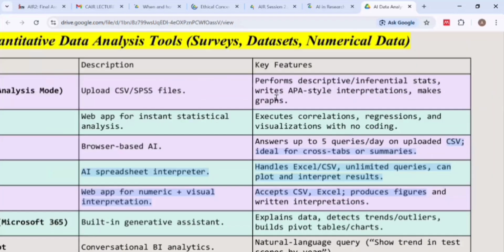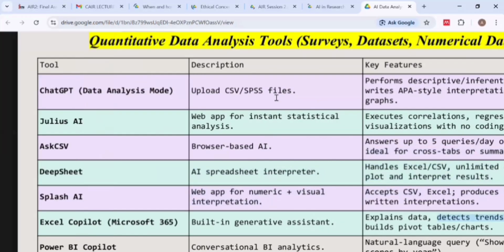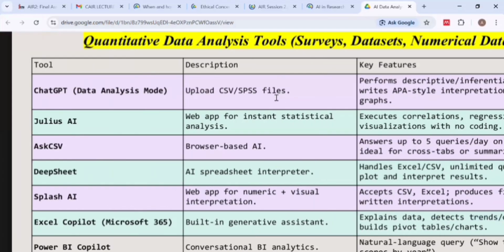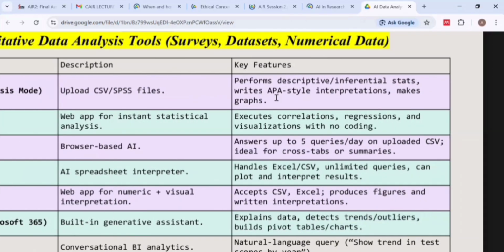ChatGPT: the description is that you upload a CSV or SPSS file and it will perform descriptive or inferential statistics, write APA style interpretation, and make graphs. Julius AI is a web app for instant statistical analysis. It executes correlation, regression, and visualization with no coding. Ask CSV is browser-based AI. It answers up to 5 queries a day on an uploaded CSV, ideal for cross-tabs or studies.